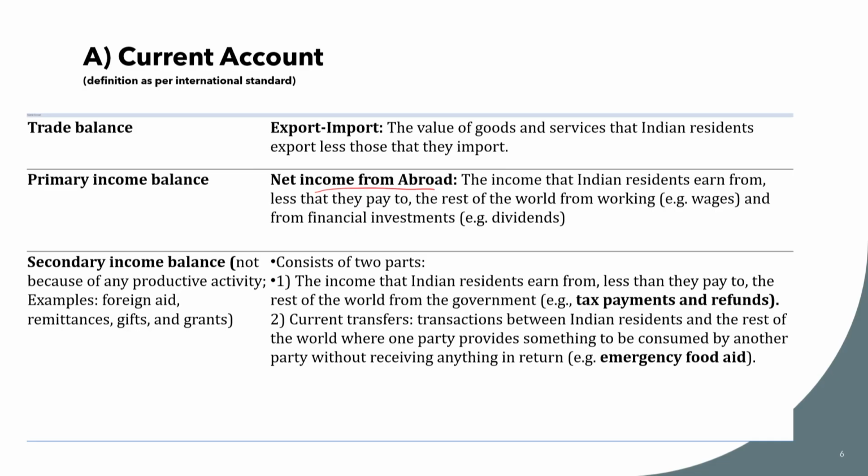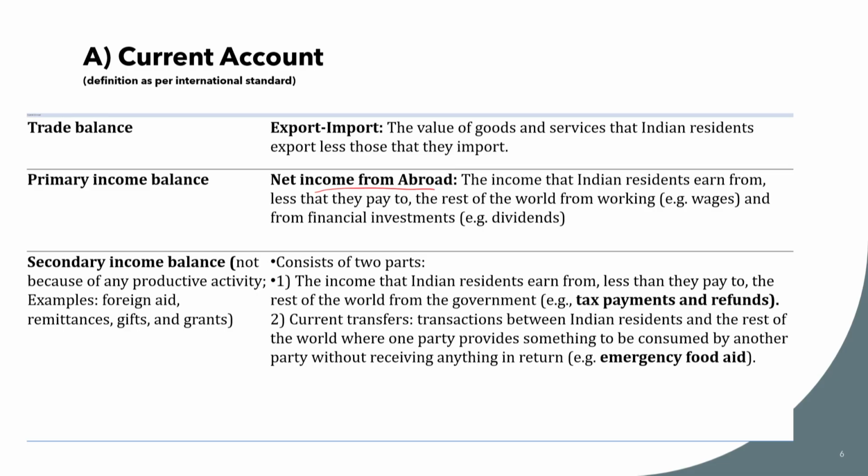That means in terms of wages, and from financial market investment you will get interest income and dividends. So primary net income from abroad means what Indians earn from abroad minus what foreigners earn in the domestic territory of our country. That is recorded as primary income balance.